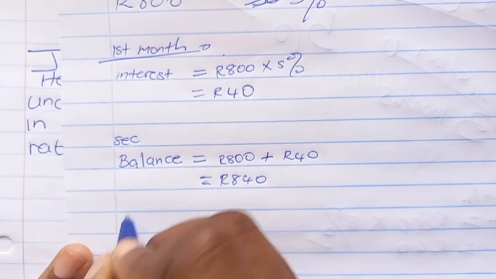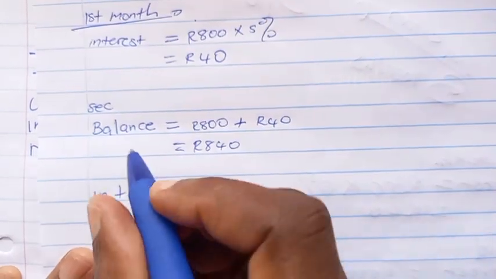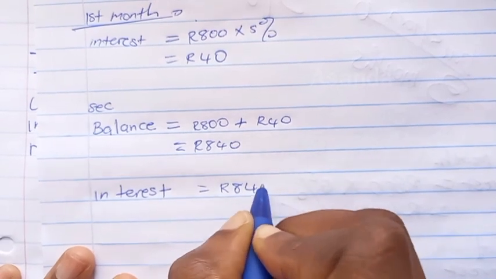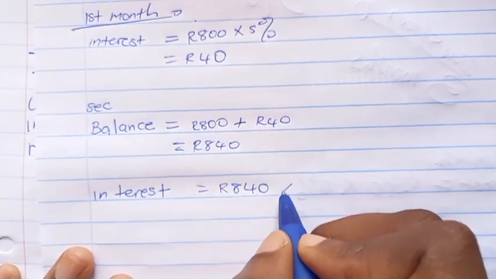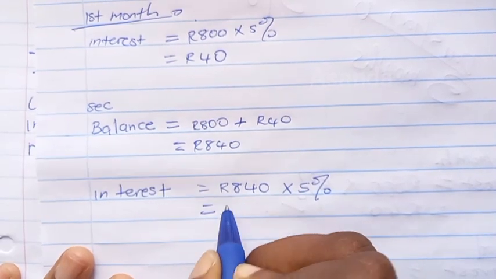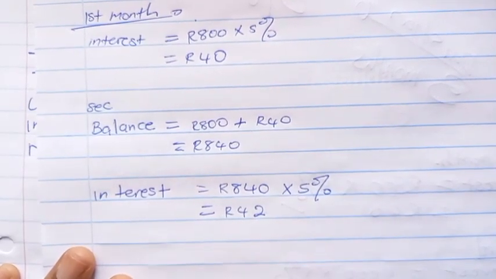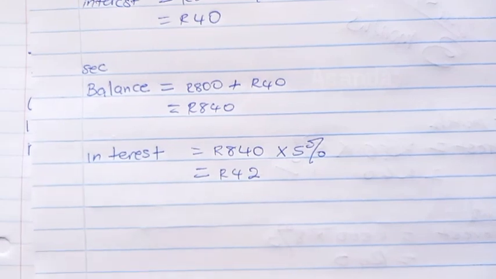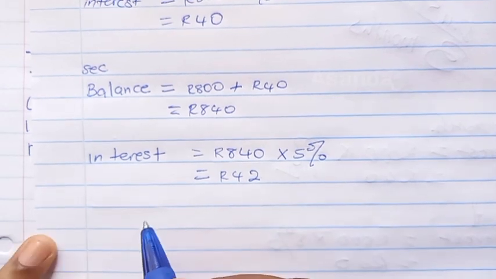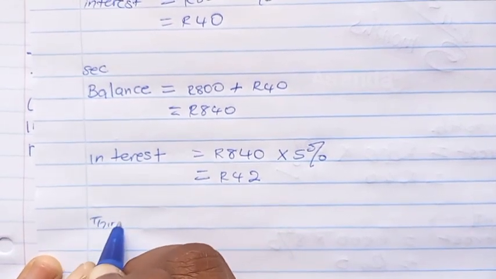So this is the way the interest is going to be calculated. Now let's calculate the interest for this month. We're going to use 840 rand, which is the balance, and multiply that by 5%, and then we get 42 rand, right? And then we say, okay, we're done with this month. And then we go to the third month, which is also the last.